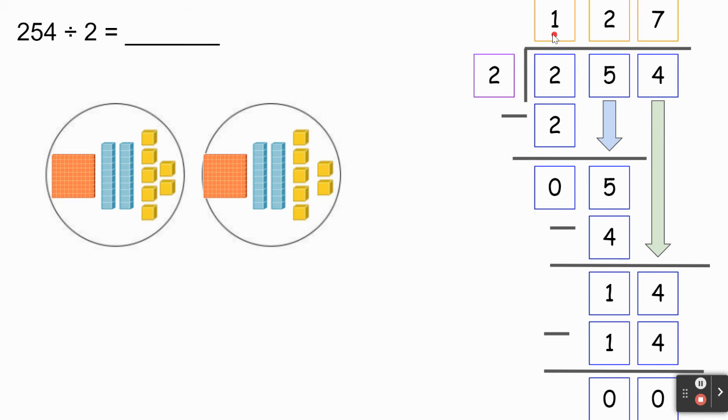Our answer, or quotient, is at the top here in orange, 127. So the answer is 127. That's also represented here because in each group there is 100, 2 tens, and 7 ones. Let's try one more problem.